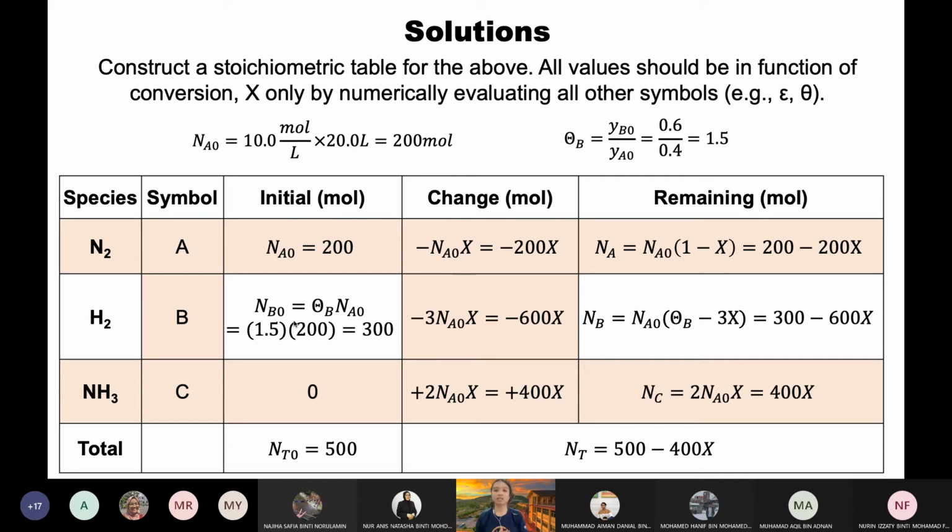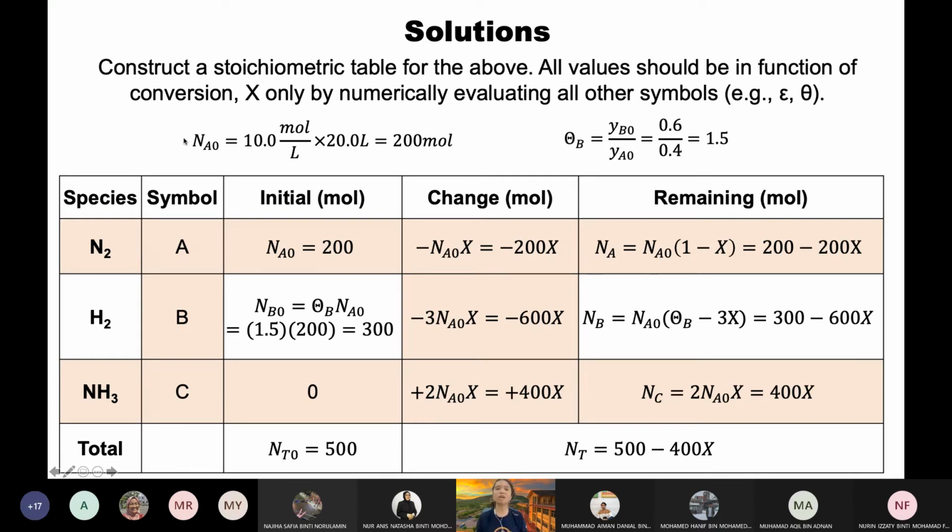Okay. So in this question, they don't give us Na0. However, they give us Ca0 and they give us volume. So hopefully you still remember ada perkaitan dia. Perkaitan dia sebenarnya adalah Ca0 sama dengan Na0 per V0. Okay, itu perkaitan dia. Ca0 sama dengan Na0 bahagi V0. So kalau kita nak cari Na0 sama dengan Ca0 multiply with V0 lah.